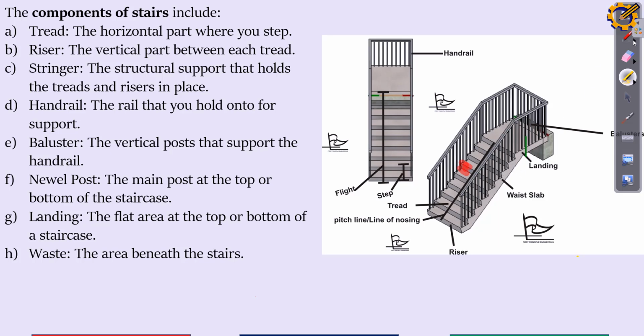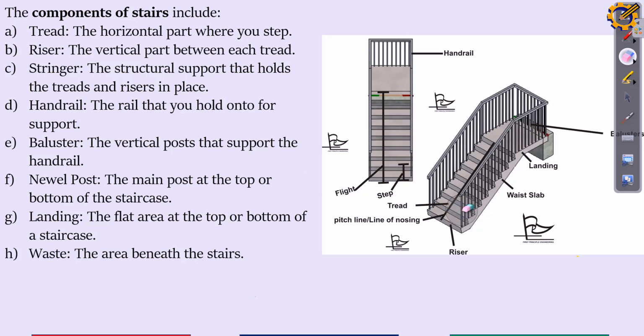The height from here to here is your riser, because it is that which allows you to rise before you have another tread. So you have a riser, a tread, a riser, a tread. That's how life goes. Take note of that. So you have the stringer, the structural support that holds the tread and riser in place.